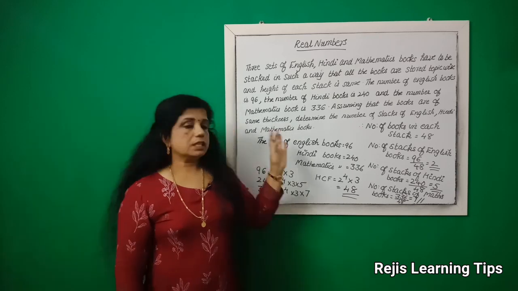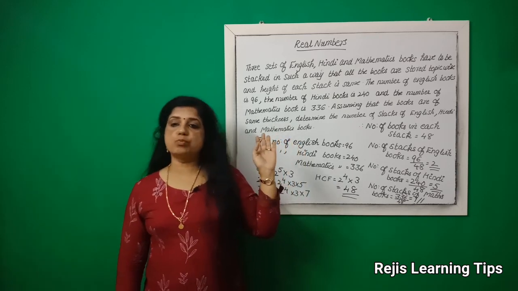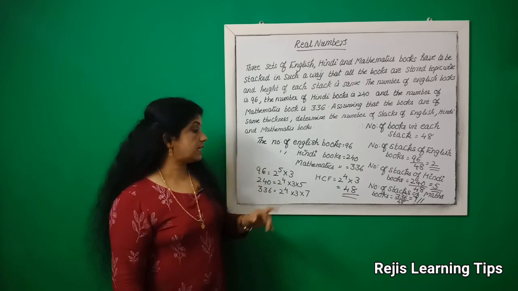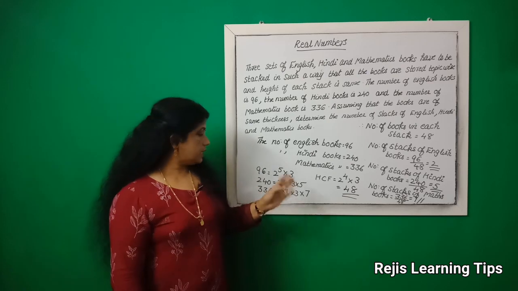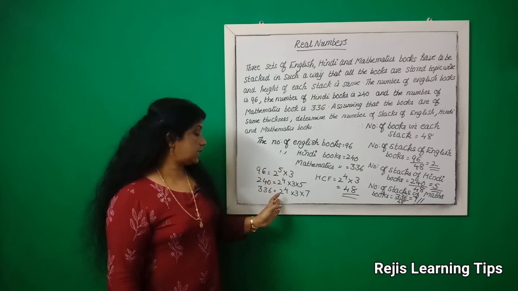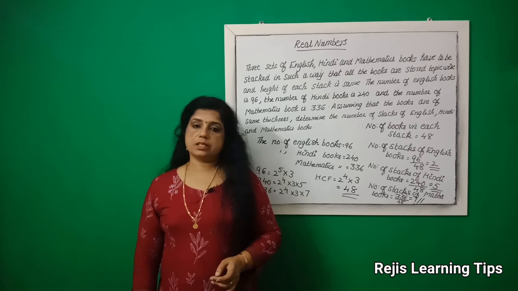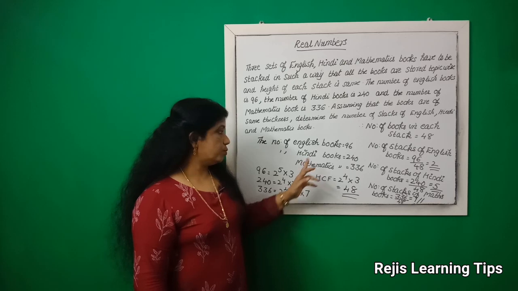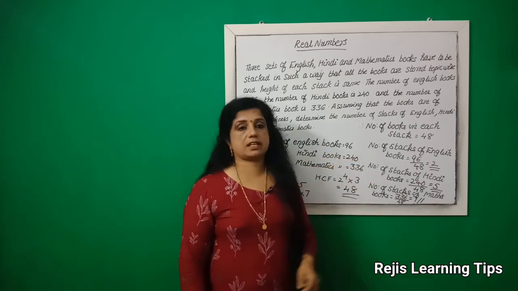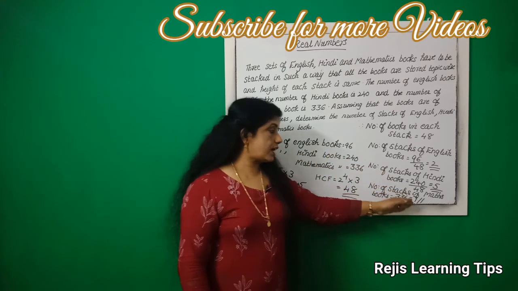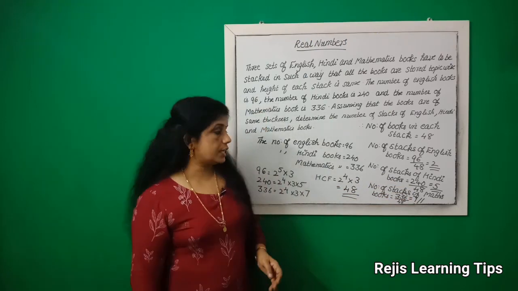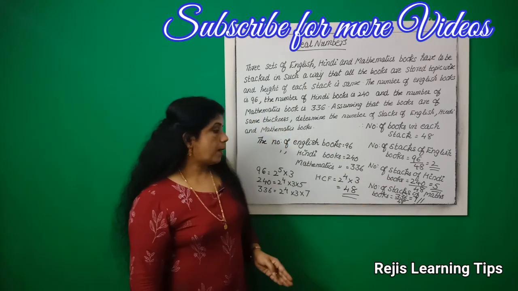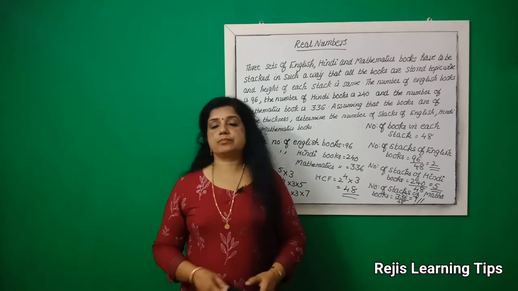Understood? Here first we should find out the number of books in each stack. For that purpose we should find the highest common factor, that is HCF. So HCF of 96, 240 and 336 is 48. Then the next step, we should find the number of stacks: total number of books divided by number of books in each stack. Then we will get 2, 5 and 7. Number of stacks of English books is equal to 2, number of stacks of Hindi books is equal to 5, and number of stacks of mathematics books is equal to 7.